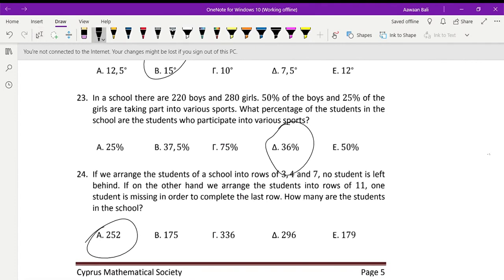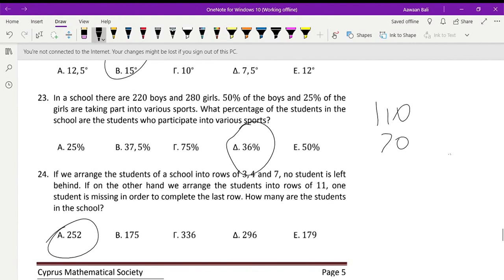Now for question number 23, it's also pretty easy. In a school, there are 220 boys and 280 girls. 50% of the boys and 25% of the girls are taking part in various sports. What percentage of the students in the school are students who participate in various sports? This is easy. So, 50% of the boys, which means half of 220, is 110. And 25% of the girls. Basically, 25% is 1/4. So 280 divided by 4 is 70. So 70 girls are taking part in various sports.